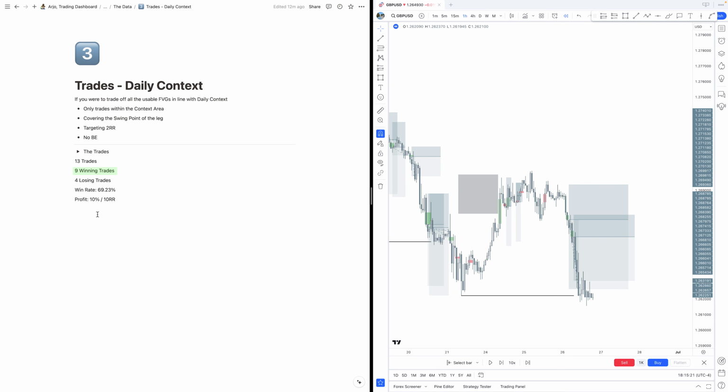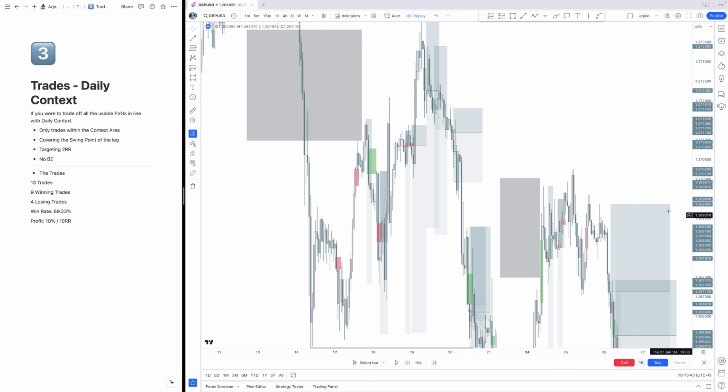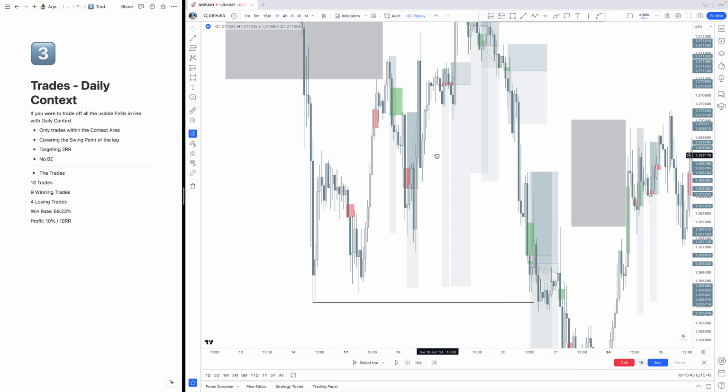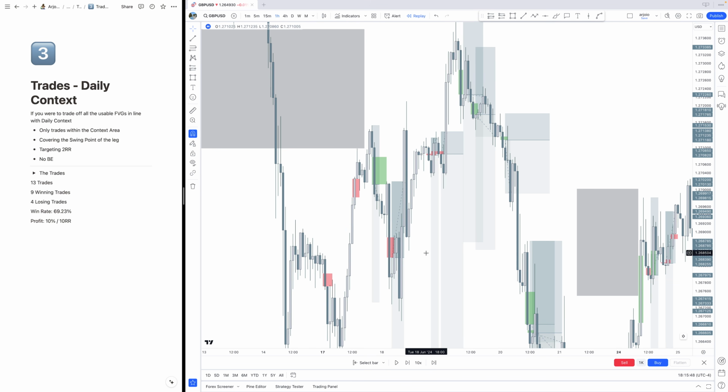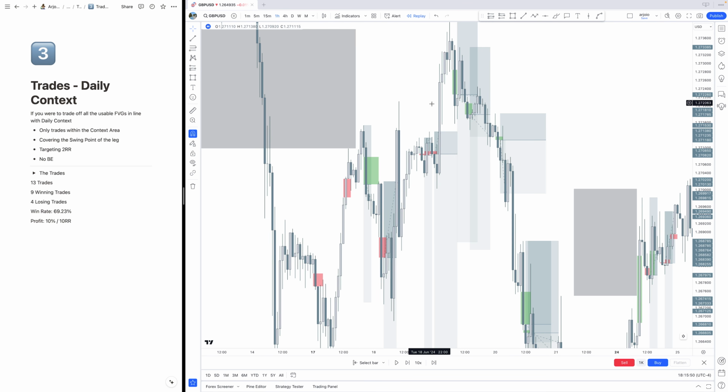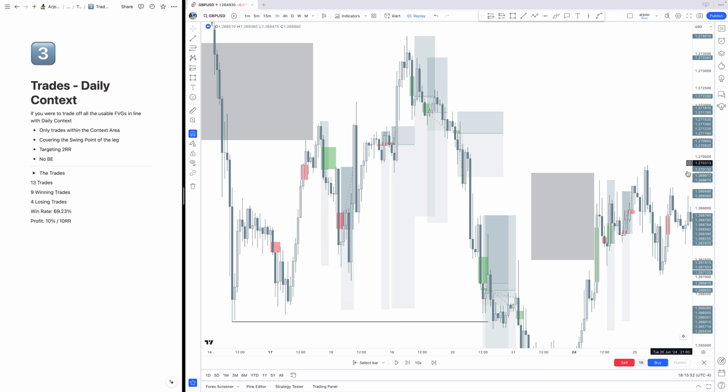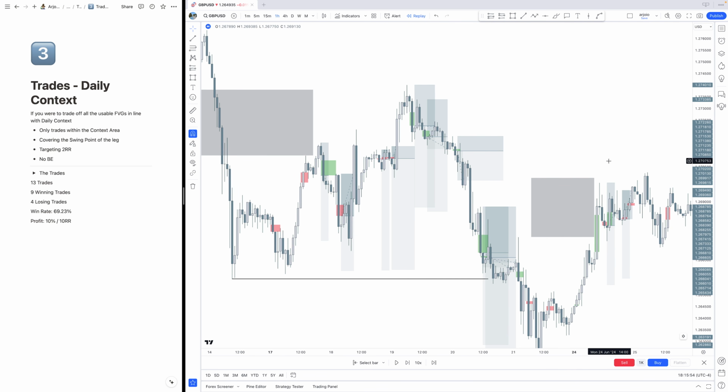9 of them are winning trades, 4 of those are losing trades, with a total win rate of 69.23% and a total profit of 10%, or in other words, 10 RR. So now we understand that if we take every single fair value gap right there as a trading ID within that daily context, then we already have a lot higher probability fair value gaps. And that is just simply because we now have the higher time frame supporting the ID.